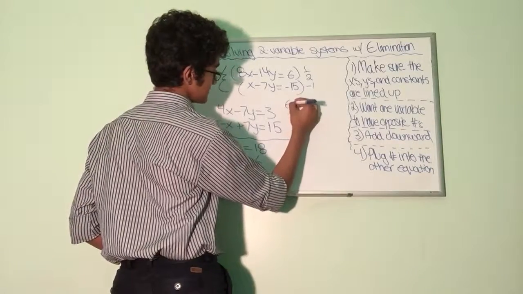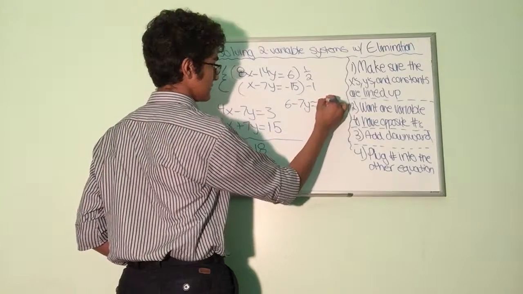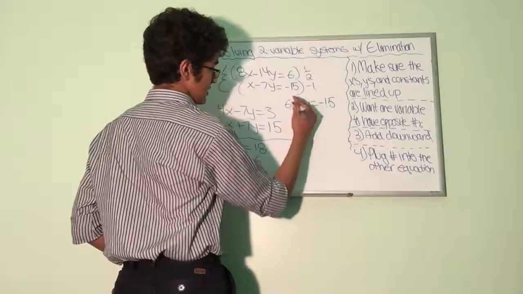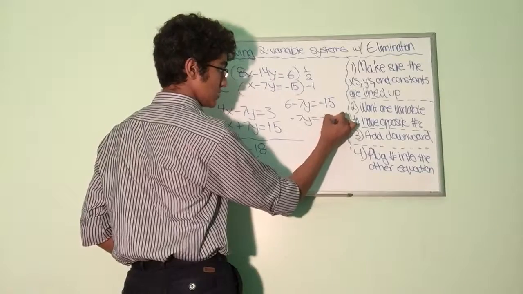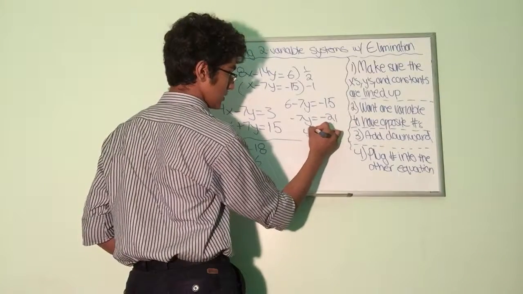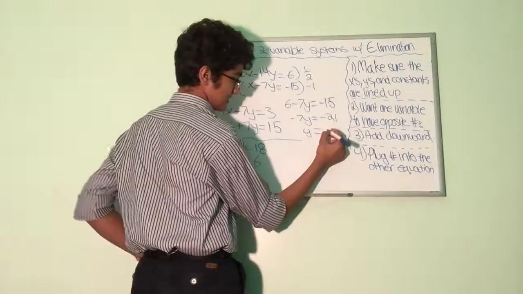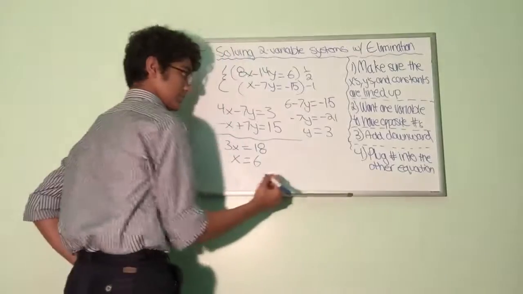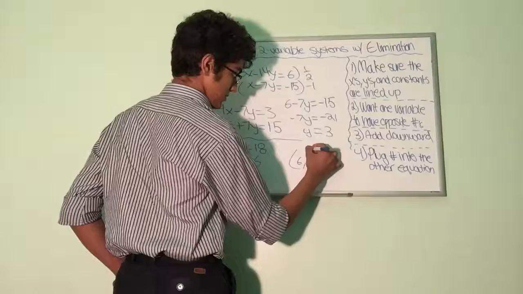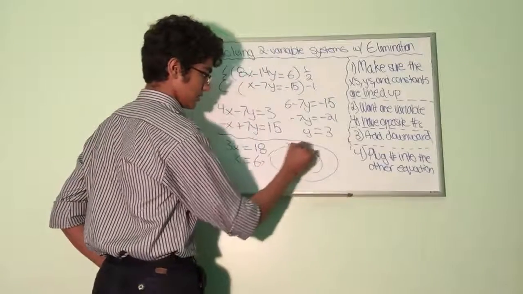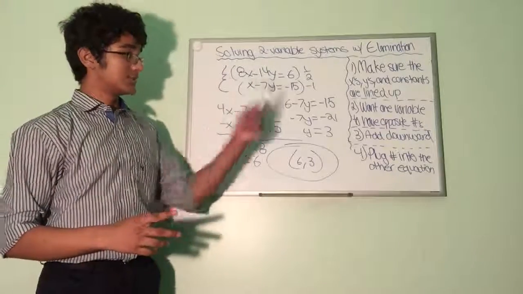So 6 minus 7y equals -15. -7y would give you -21, and y would give you -21 divided by -7 would give you 3. And your ordered pair would be 6, 3, and this would be your answer. And yep, this is how you do two variable systems using elimination.